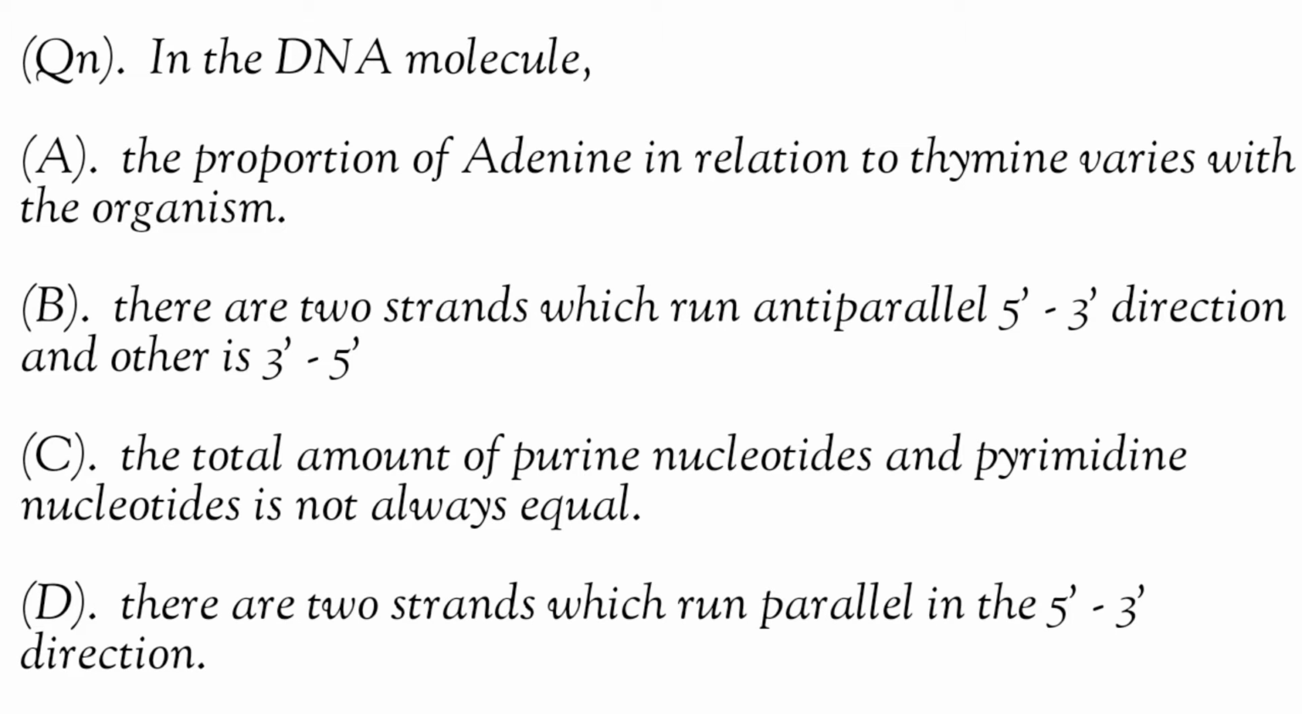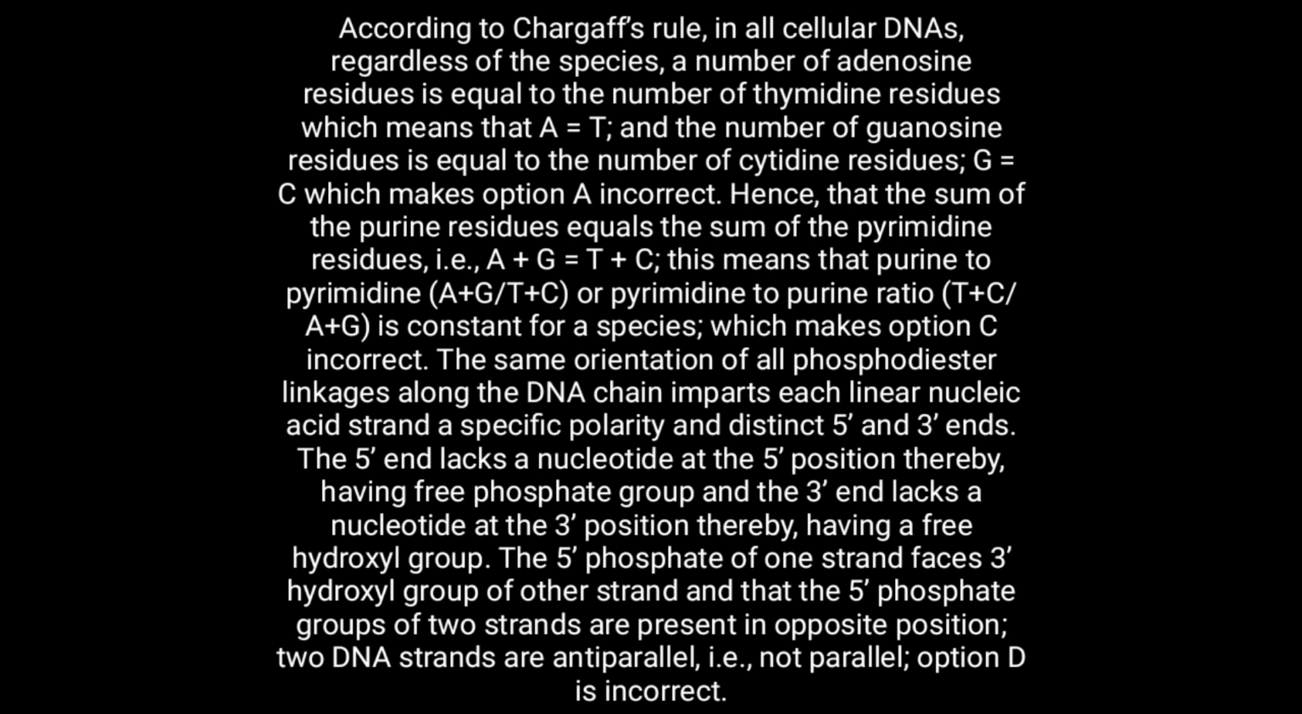Next one. In the DNA molecule, option A, the proportion of adenine in relation to thymine varies with the organism. Option B, there are 2 strands which run anti-parallel, that is, one in 5' to 3' direction and the other in 3' to 5' direction. Option C, the total amount of purine nucleotides and the pyrimidine nucleotides is not always equal. Option D, there are 2 strands which run parallel in the 5' to 3' direction.